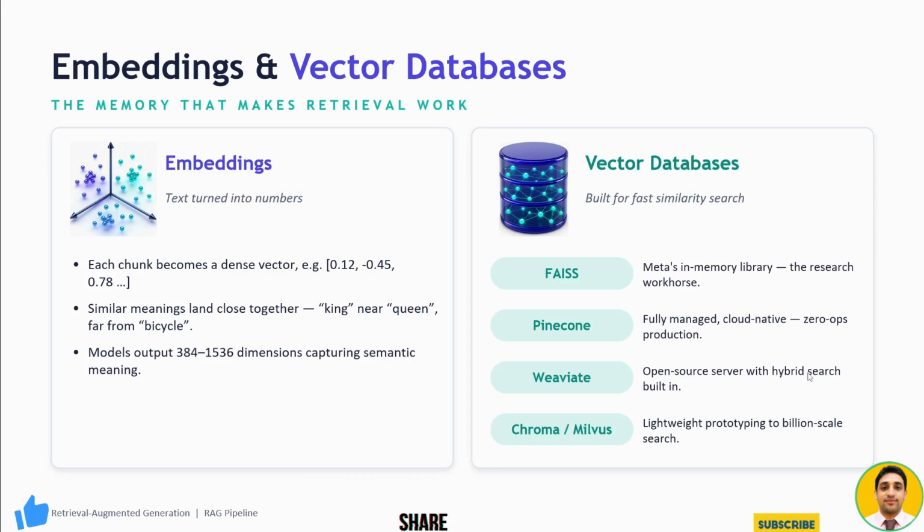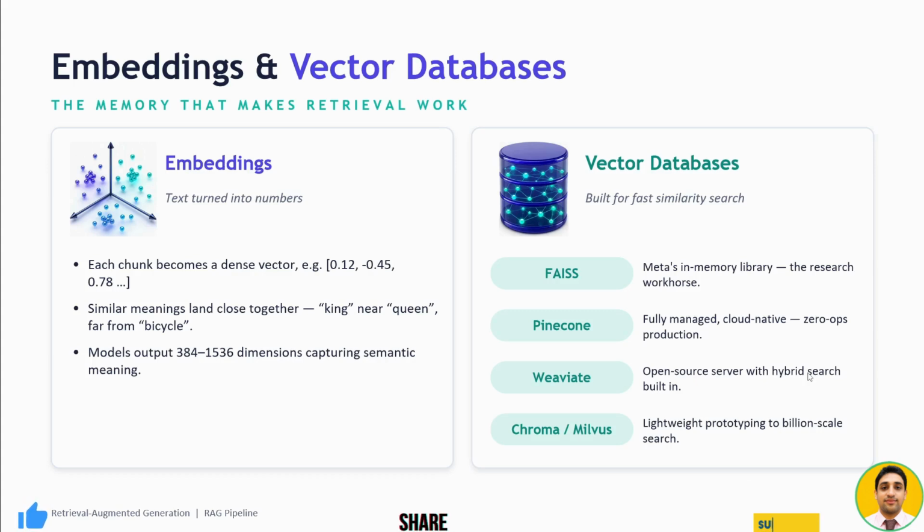Each chunk of text gets converted into what's called a dense vector, something like a long list of decimal numbers, for example, values like 0.12, negative 0.45, 0.78, and so on. The key magic here is that similar meanings end up landing close together in this numeric space. For instance, the word king would end up mathematically close to the word queen, while both would be far away from an unrelated word like bicycle.